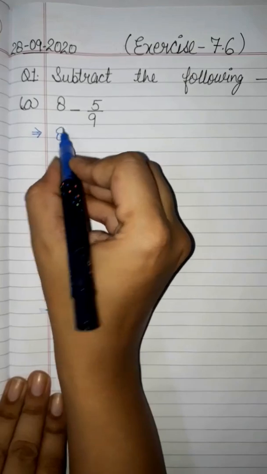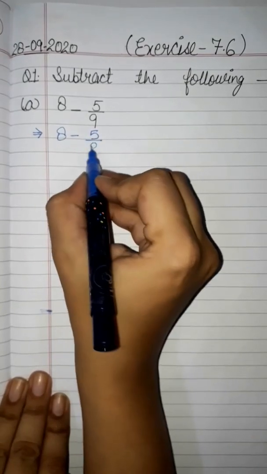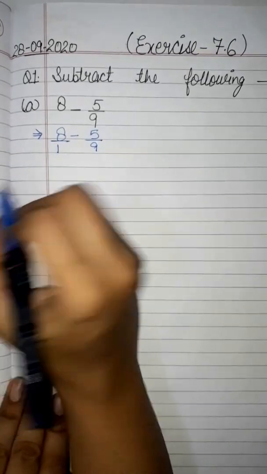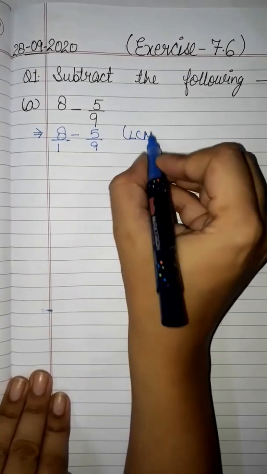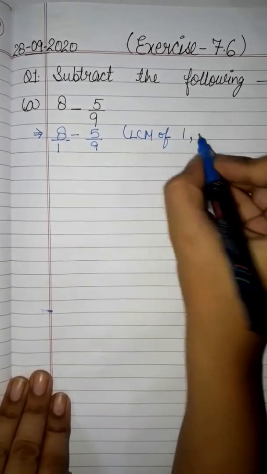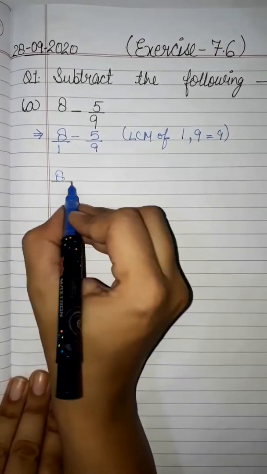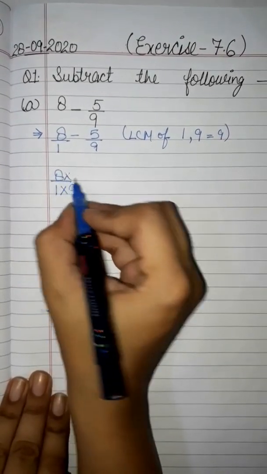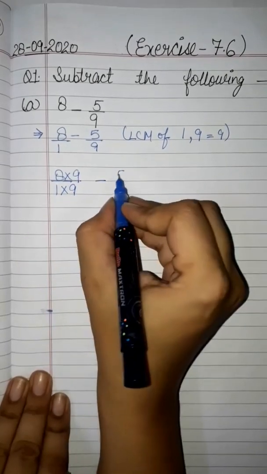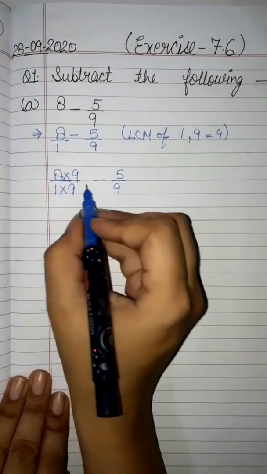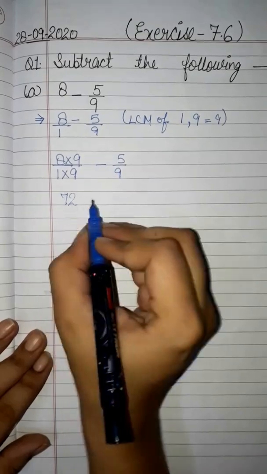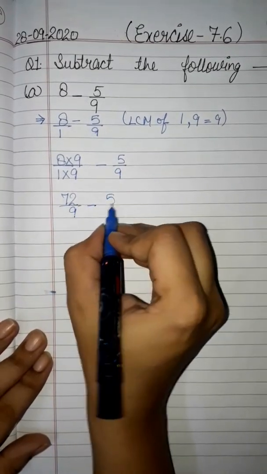So what we can do? We can assume the denominator 1. Now the LCM of 1 and 9 will be 9. Now this one we have to make 9. We can multiply by 9. And here it is already 9. Now it will be 72 upon 9 minus 5 by 9.